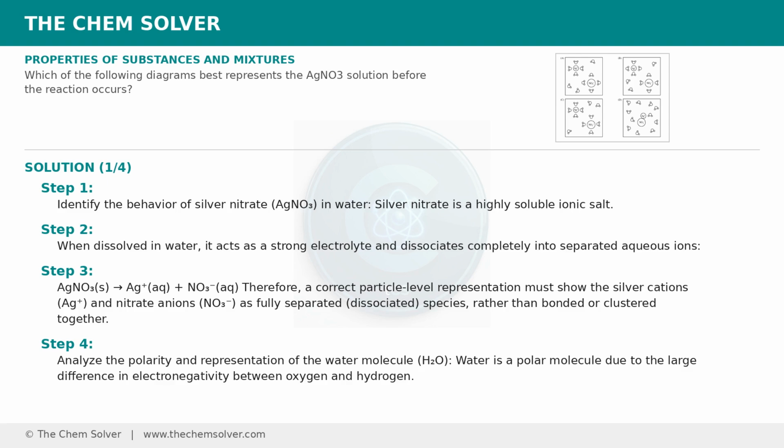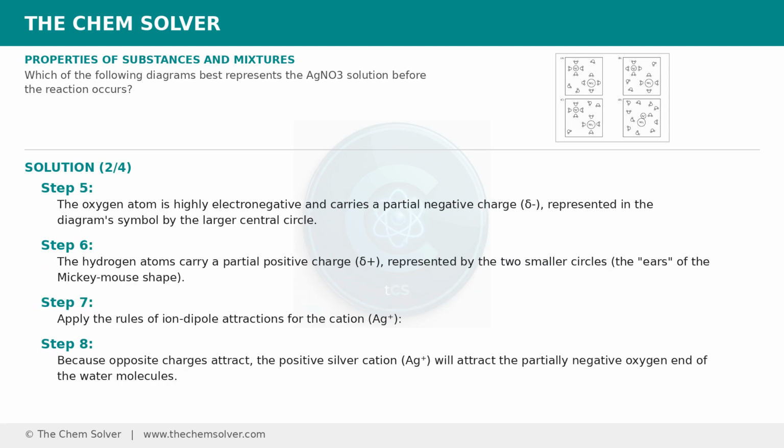Analyze the polarity and representation of the water molecule. H2O, water, is a polar molecule due to the large difference in electronegativity between oxygen and hydrogen. The oxygen atom is highly electronegative and carries a partial negative charge, delta minus, represented in the diagram symbol by the larger central circle. The hydrogen atoms carry a partial positive charge, delta plus, represented by the two smaller circles, the ears of the Mickey Mouse shape.